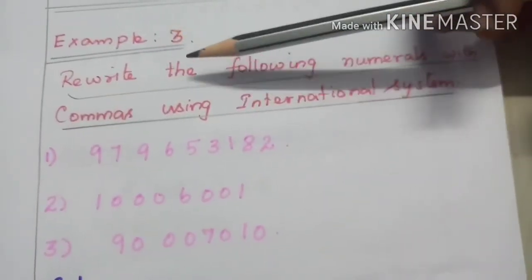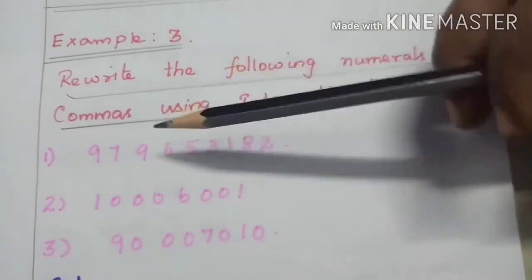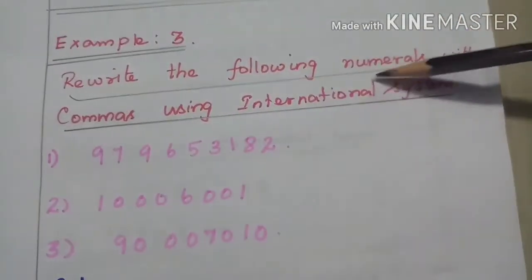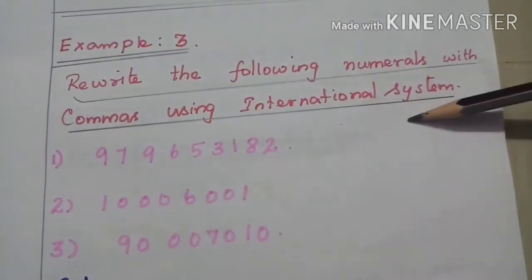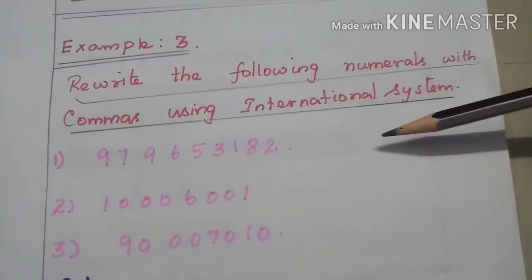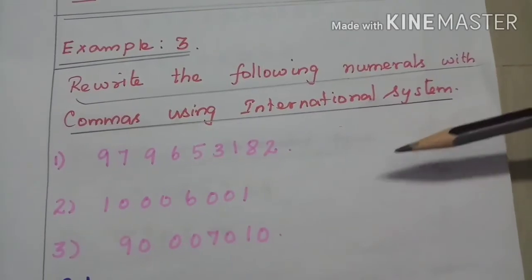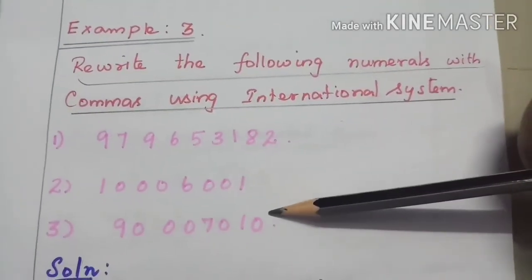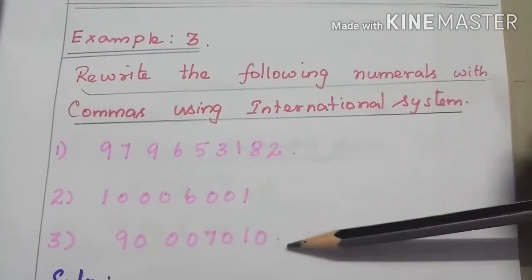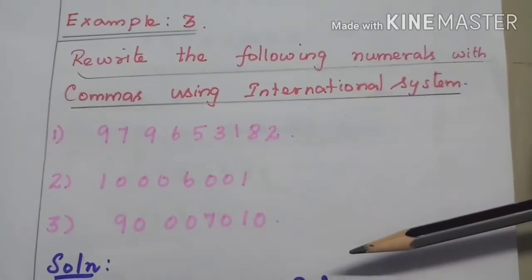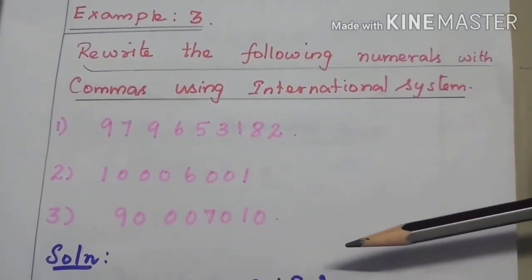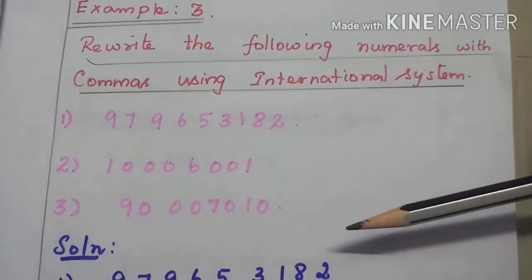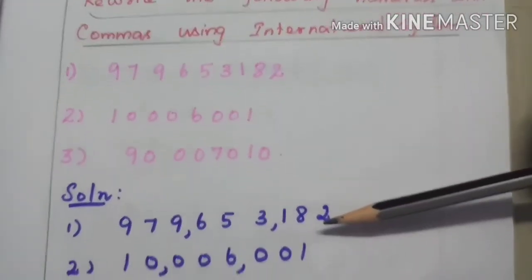Example 3. Rewrite the following numerals with commas using international system. So how we are going to mark the commas? So 3 numbers are given. So how we are going to mark the commas? So I told you have to put commas. How we will be putting the commas? So bunches of 3 digits.